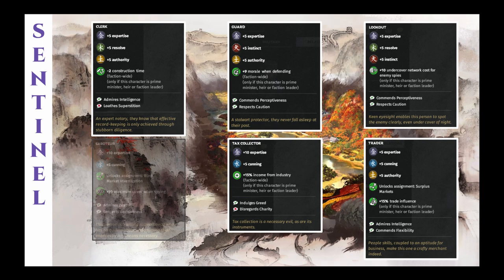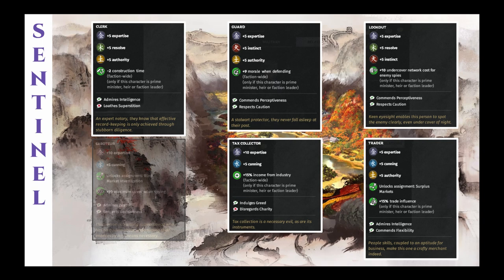All 5 of these backgrounds have a faction-wide bonus that requires the character to be your prime minister, heir, or faction leader. Now clearly, your faction leader is probably never going to be a generic character unless something terrible has happened to your starting leader. And you don't have access to the prime minister role until very late in the game, so most likely we're looking for an heir, which can be either an adopted general or more commonly, a wife.